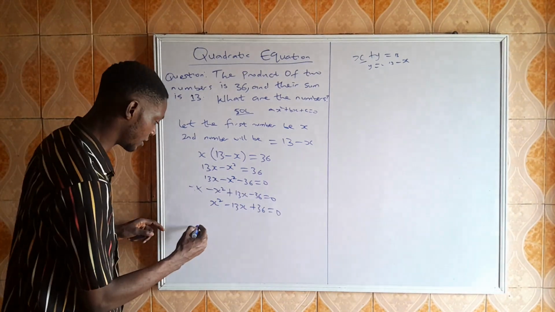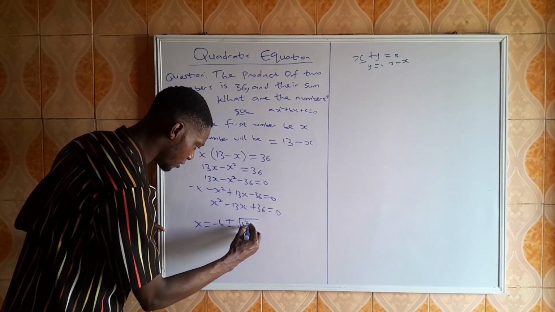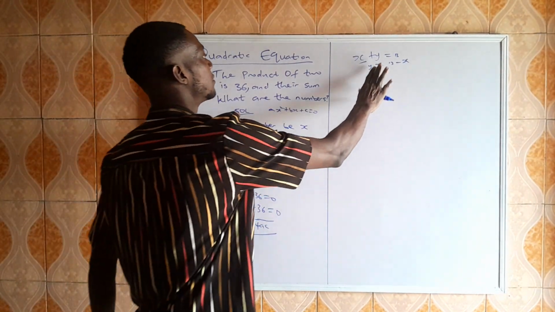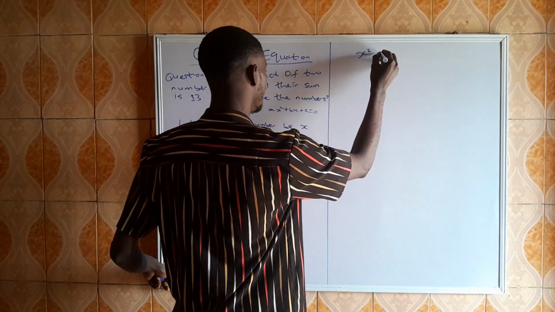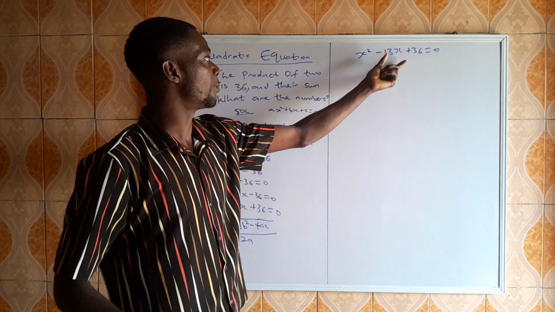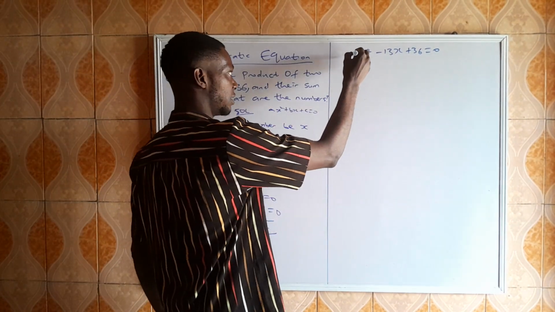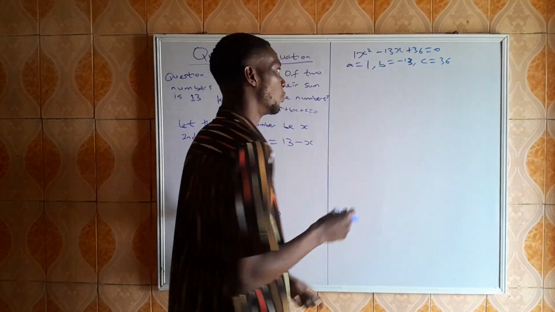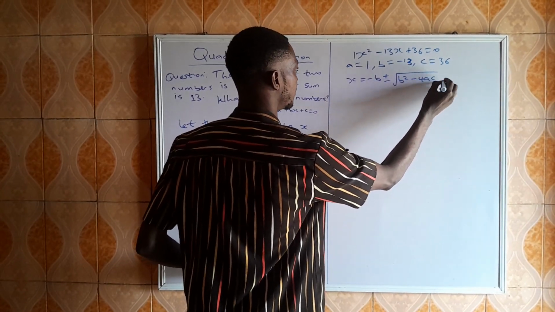We recall that our formula is s equals minus b plus or minus the square root of b squared minus 4ac, all divided by 2a. Let me write the expression here: s squared minus 13s plus 36 equals 0. When we compare it to the general form, we notice that a equals 1, because it's like 1s squared, b is minus 13, and the constant c is 36.